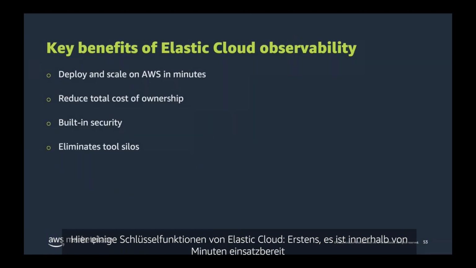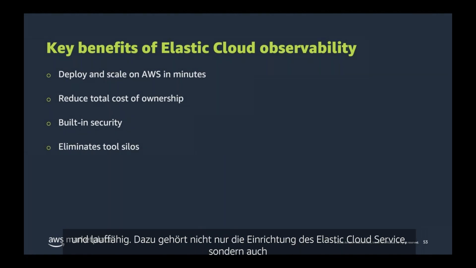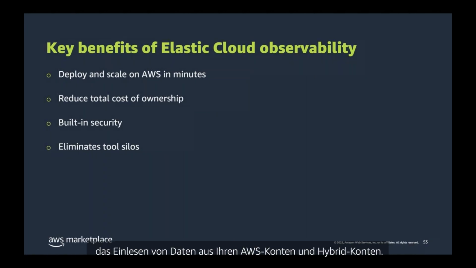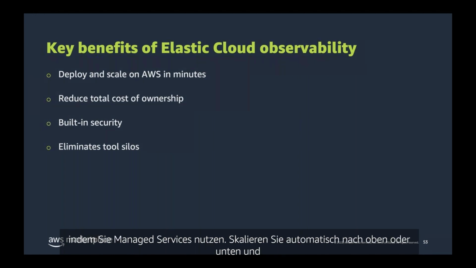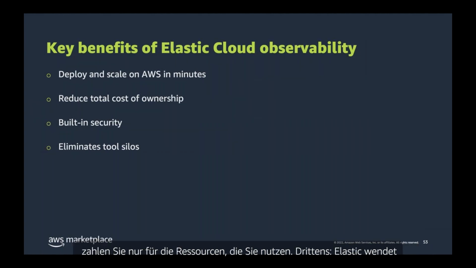Some key features of Elastic Cloud. 1, get up and running in minutes. This not only includes setup of the Elastic Cloud service, but also ingesting data from your AWS accounts and hybrid accounts. 2, save time on operational overhead and focus on delivering business value by leveraging managed services. Automatically scale up or down and pay only for the resources you use.